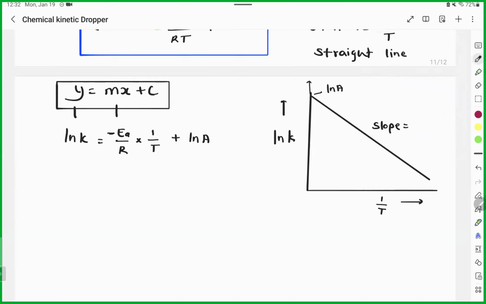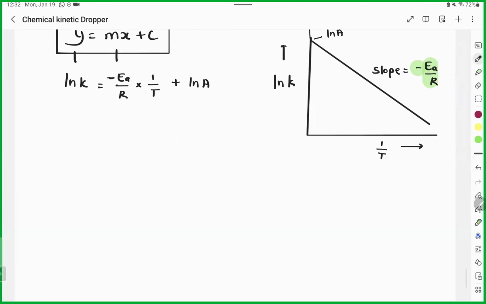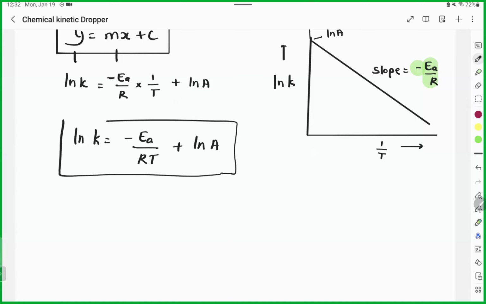What will be the slope value? So if you have this equation, natural log K is equal to minus EA by RT plus natural log A. This is the equation I am writing so many times, so it is a good revision for you.